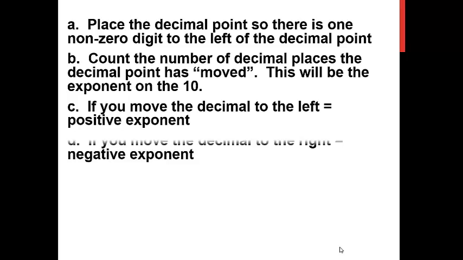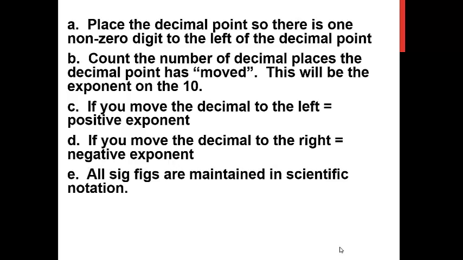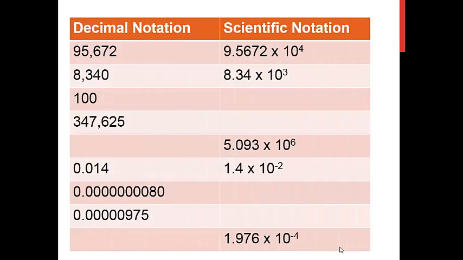If we need to move the decimal to the right, for instance, we might have 0.00007. We have to move our decimal to the right, so that would become a negative exponent. And sig figs will still apply. So whenever we're converting something to scientific notation, we only include the significant digits and we drop all of the non-significant. So let's go through some different examples.